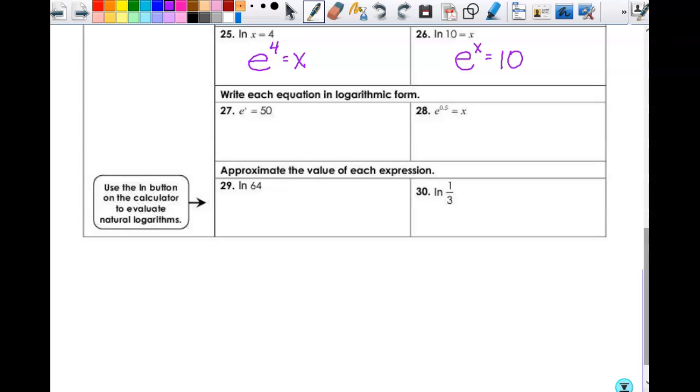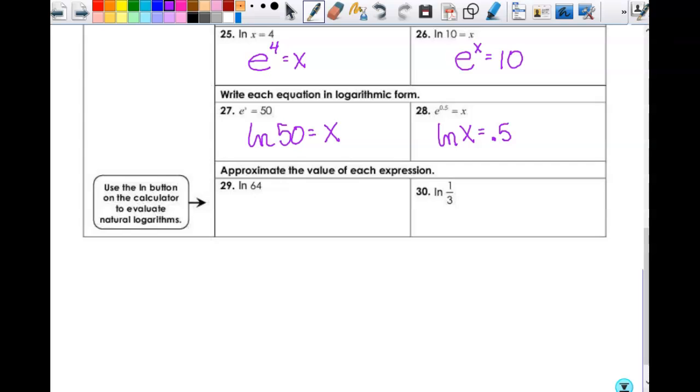Right, so now I'm going to take the exponential and write it in logarithmic form. So I have e to the x power equals 50. My base is e, so I could do log base e, but that's not really how you do it. When it is log base e, you do natural log. So we do natural log of 50 equals x. And here this would be the natural log of x equals 0.5. Okay, and here it just said write it. It didn't say solve it, it didn't say evaluate, it just said write it.